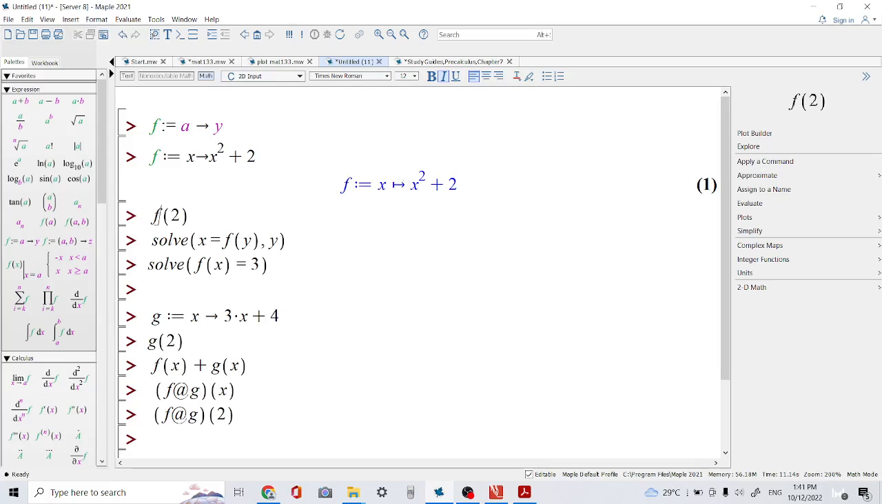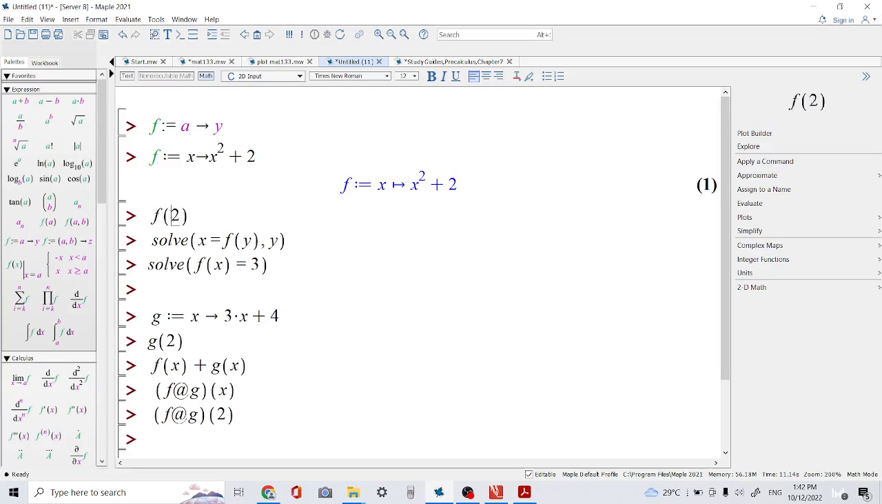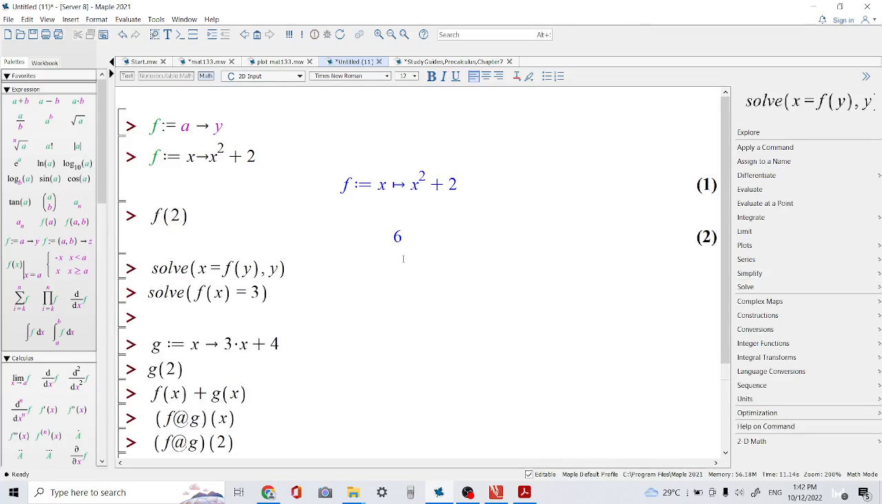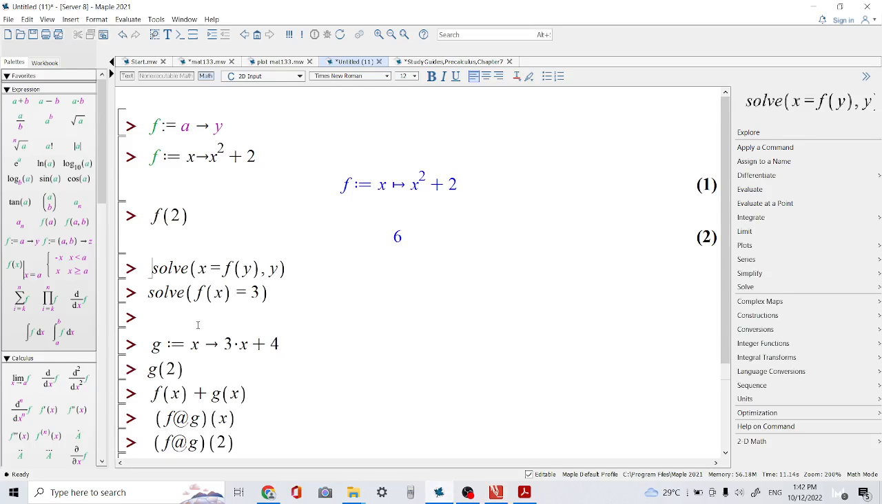And then if you want to substitute the function x with 2, you just put f parenthesis 2, so you will have 6. If we calculate manually, we have f substituted by 2, so 2 squared plus 2, equal to 6. So correct.